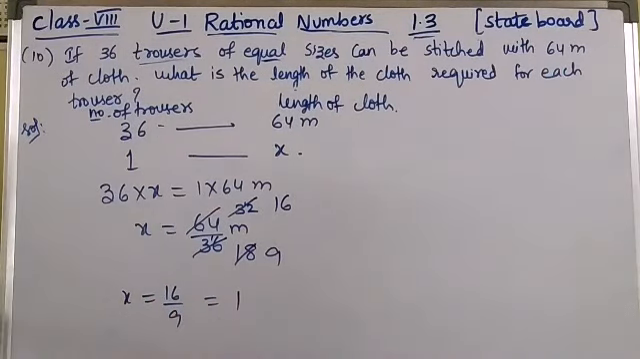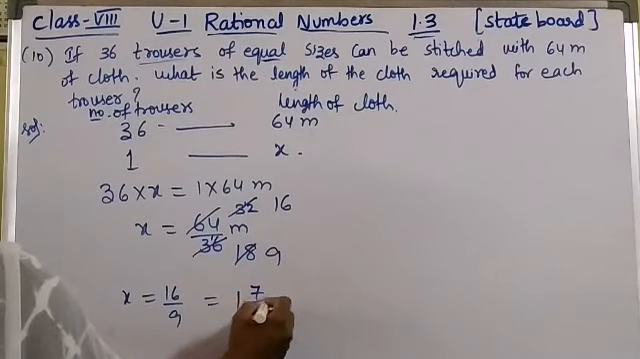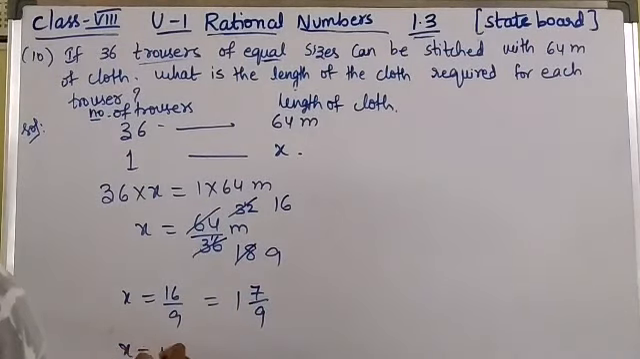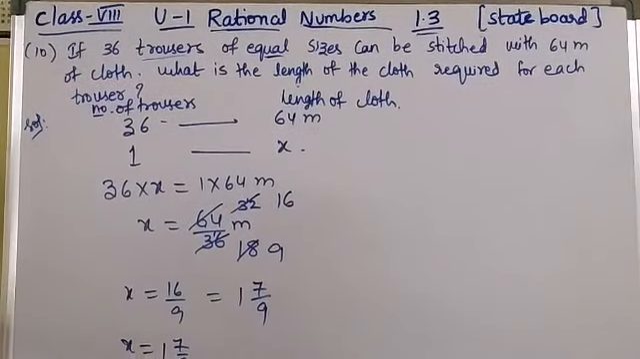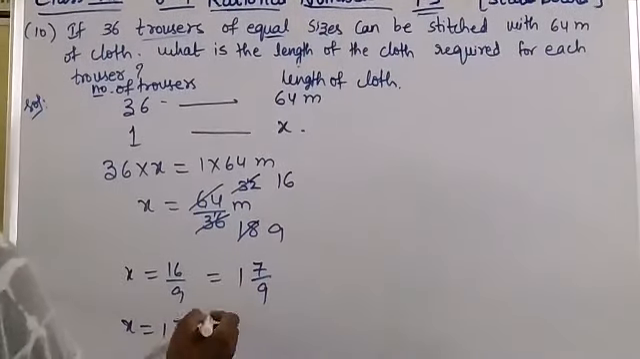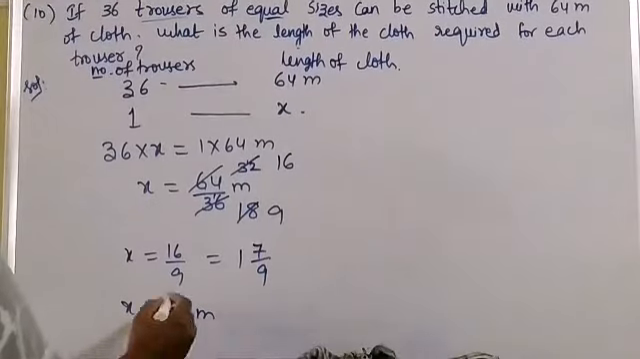9 ones are 9. 9 how much? 7 left over. 7 by 9. So x equal to 1 7 by 9. Is that clear, children? So how much cloth required for one trouser? 1 7 by 9 meters.